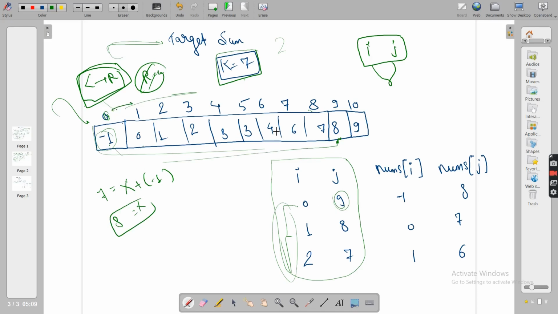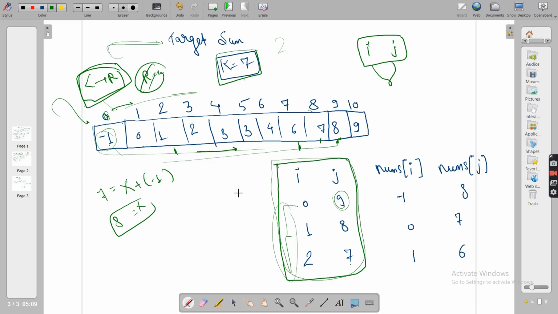So in this way, if you go right, you see 0. For 0 you want 7. 7 is present at index number 8. For 1 you'll find 6. 6 is present at index number 7. And when you move on like this, no other pair is possible as I can see. So i and j, you can write this way.